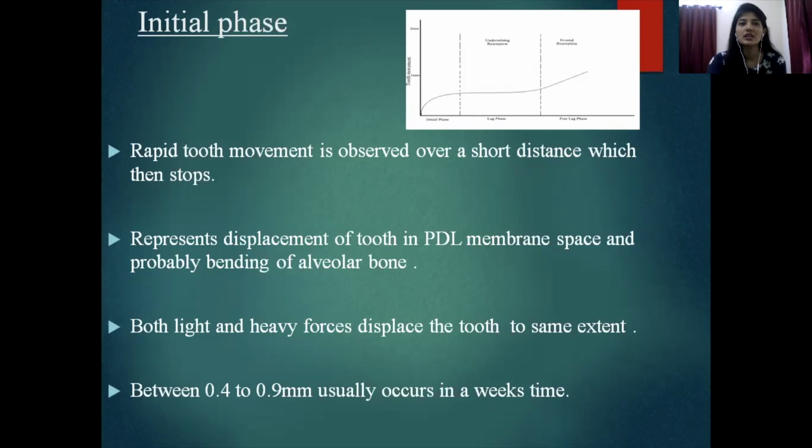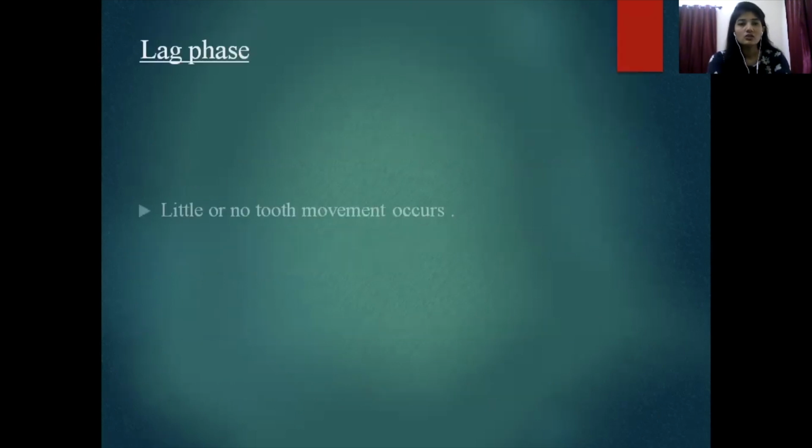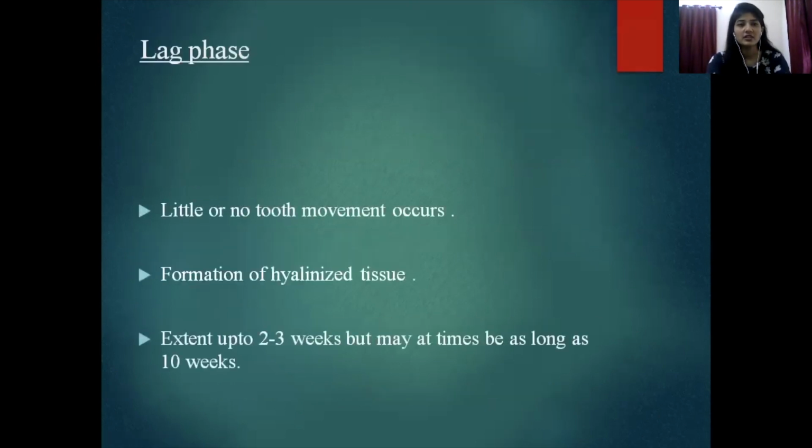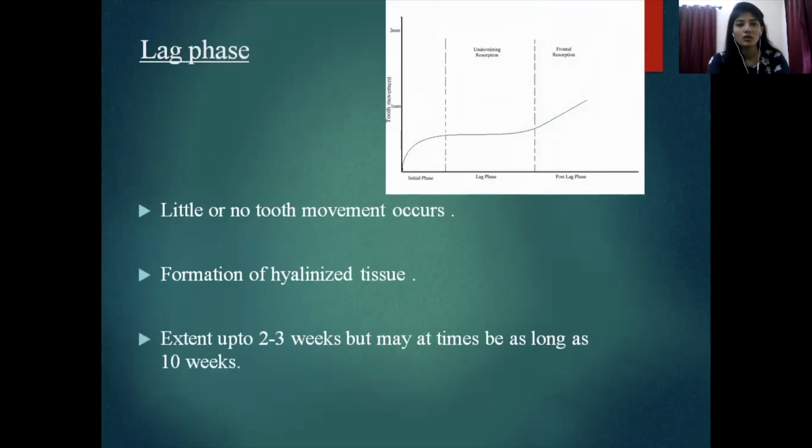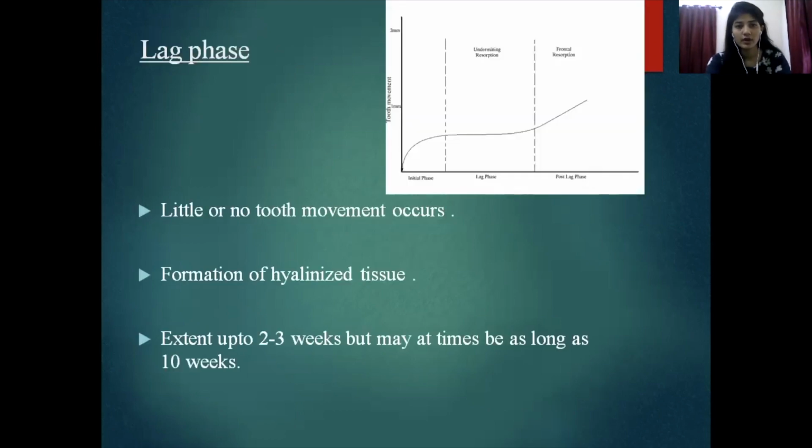So in the initial phase, there is rapid tooth movement that is going to happen over a very short distance. This is the rapid movement phase. Here you can see this in the first half of your graph. So coming to the second phase, that is the lag phase. There is no tooth movement during the lag phase.